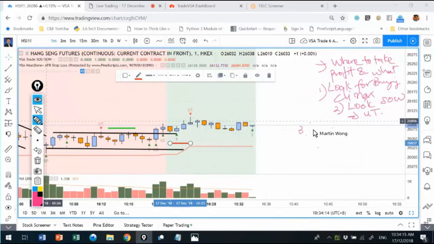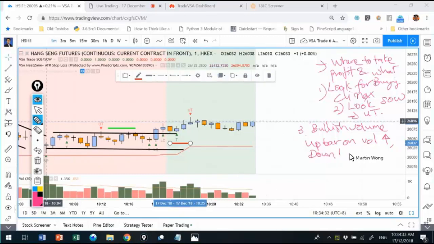Number 3 here. So we're looking for bullish volume. Remember we talked about this yesterday: when the market has an up bar with volume increasing, and a down bar on volume decrease, that's good, right?